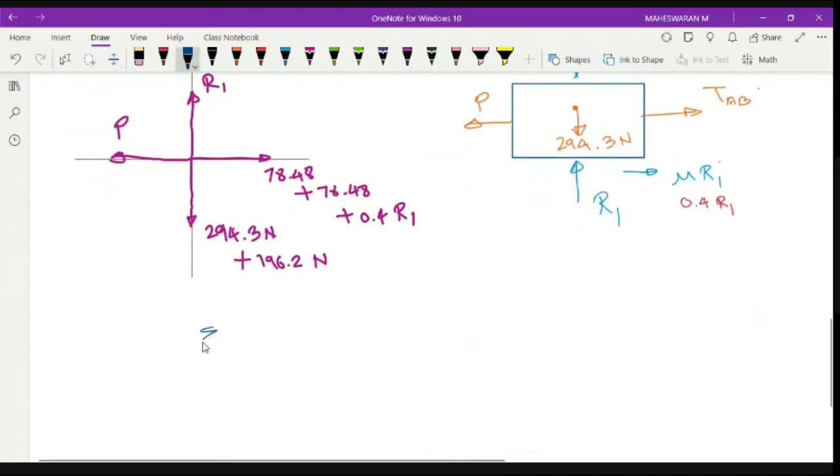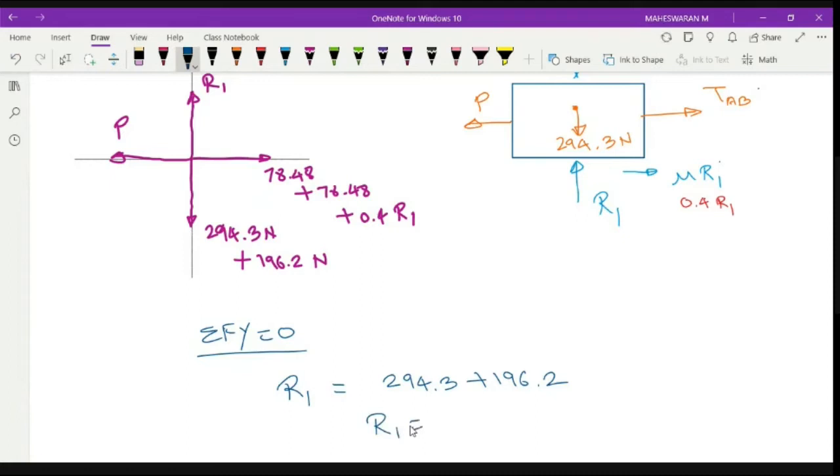So let me consider sigma Fy is equal to 0 because that will be easy for me to solve. So if I consider sigma Fy is equal to 0, R1 minus all these things is equal to 0. Or I can say upward force is equal to downward force. Upward force is R1, downward force is 294.3 plus 196.2. So what is the value of R1? 490.5 Newton. Yeah, very good.